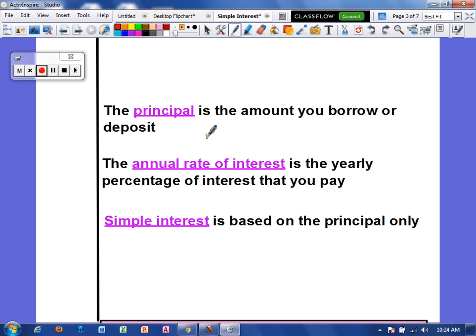Now, with interest, we have principal that's involved. That's just the amount of money that you borrow or the amount of money that you deposit into the account. Now, an annual rate of interest is the yearly percentage of interest that you pay. We're going to be focusing on annual rate of interest. And keep in mind that annual means yearly, and the rate is a percentage. And then simple interest is based on the principal only. So simple interest is just based on how much money you borrow or how much money you're putting into an account.